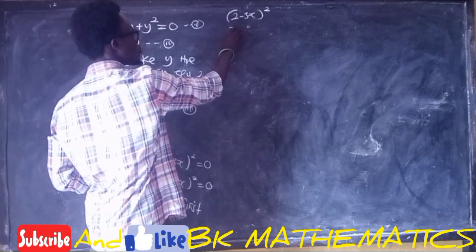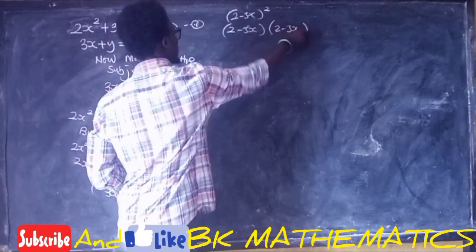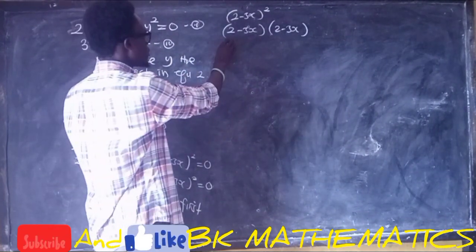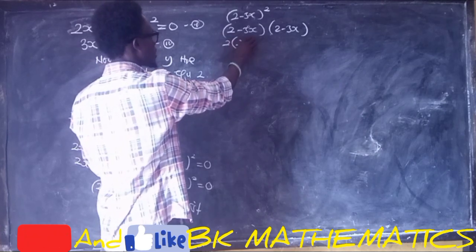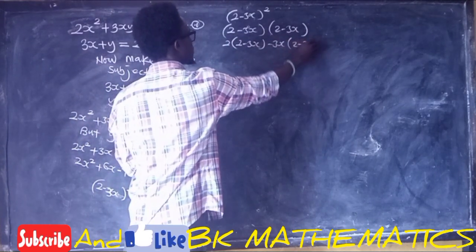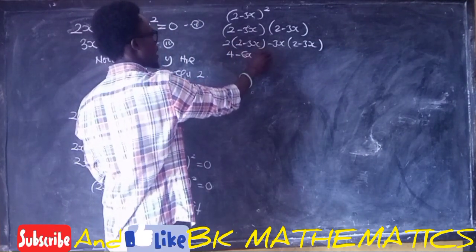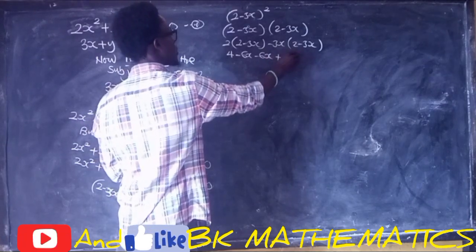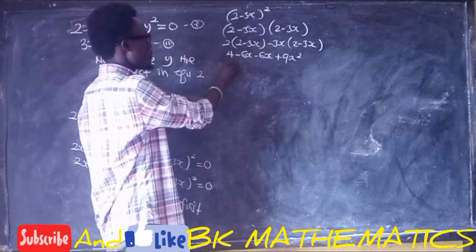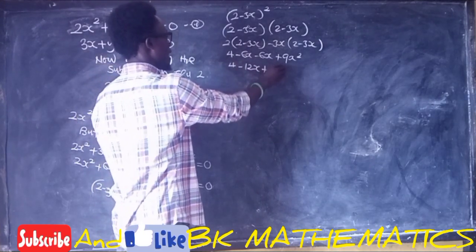This will become 2 minus 3x into 2 minus 3x. Expanding this, just like we apply expansion of brackets, that is 2 into 2 minus 3x, minus 3x into 2 minus 3x. Then this becomes 4 minus 6x minus 6x plus 9x squared. If we simplify from this point, we have 4 minus 12x plus 9x squared.